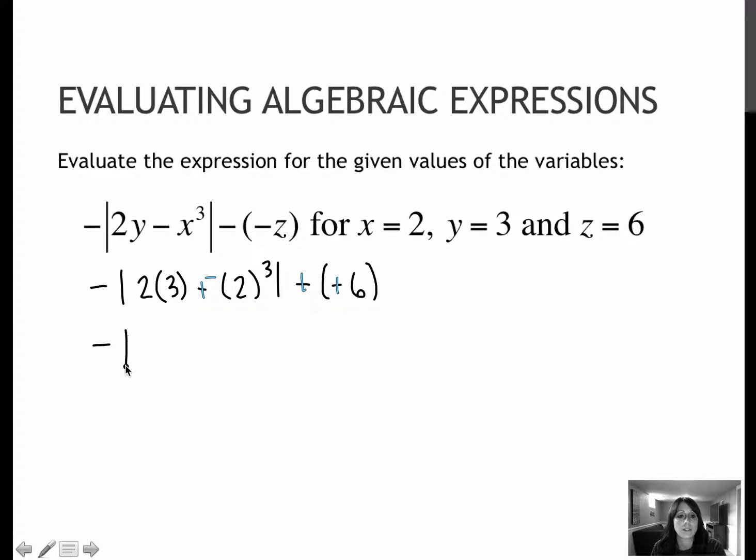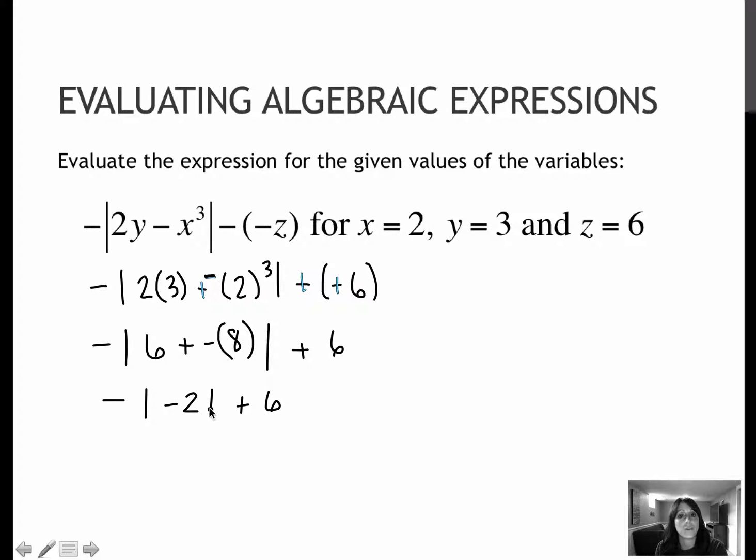Within the parentheses, within the absolute value, I can take 2 times 3 to get 6. And 2 to the third is 2 times 2 times 2. Notice the negative is on the outside of the parentheses, so it's negative 8. So this negative came from the keep, flip, change. And then on the outside, I just have plus 6. Again, I have to completely simplify the expression inside before I can take the absolute value. So 6 plus negative 8 is negative 2.